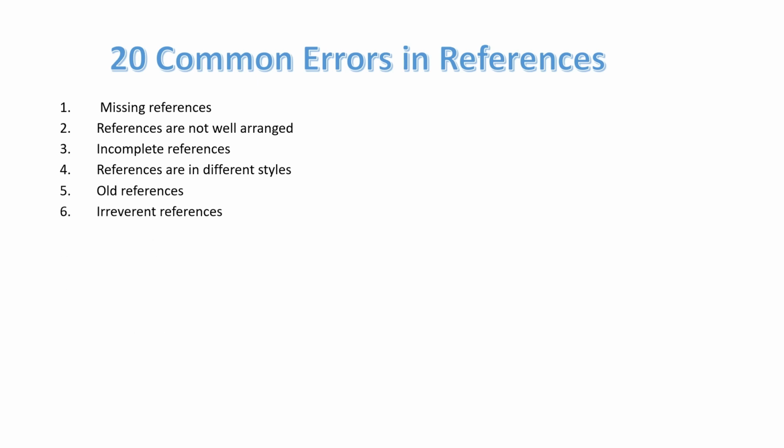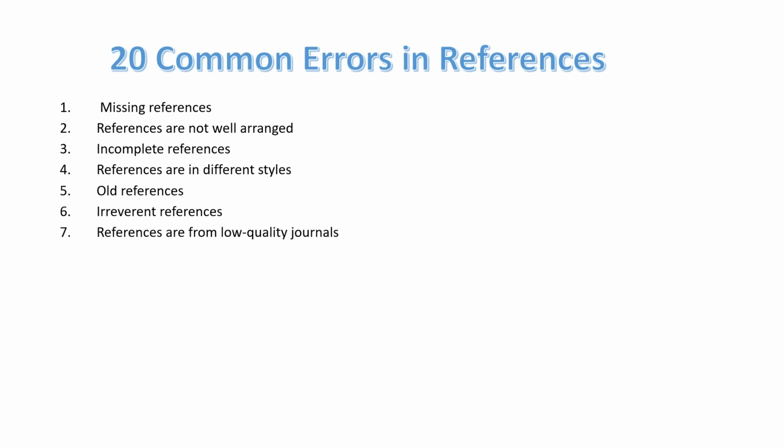Relevant references. Sometimes your work is on a different subject and your references are on some other subject. You are working on gas transport and your references are on cotton, wheat and other stuff. So your references must be relevant to your topic. Irrelevant references should be avoided.